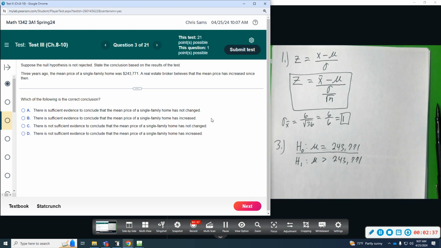Okay, so the wording is there is not enough evidence to conclude that the mean price of a single family home has increased. Yeah, so we're trying to say that it's increased. Think about court of law again. They're innocent until proven guilty. We did not have enough evidence to say that he's guilty, so we're going to say that he's not guilty. So we don't have enough evidence to prove that it has increased, so we're going to basically say that it's about the same.